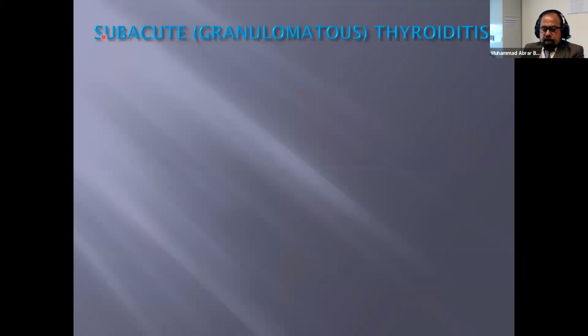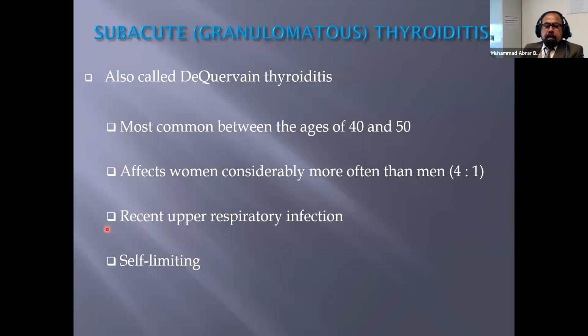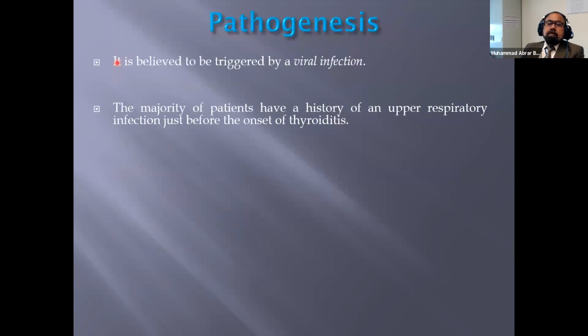This is the second entity, which is called subacute granulomatous thyroiditis. They are also called de Quervain thyroiditis. Most commonly, they are seen between the age of 40 and 50, and affect females considerably more than males, that is 4:1. They actually show a recent upper respiratory tract infection. This is important. And they are self-limiting. If you don't treat them, they become all right by themselves. So it is believed that they are triggered by a viral infection.